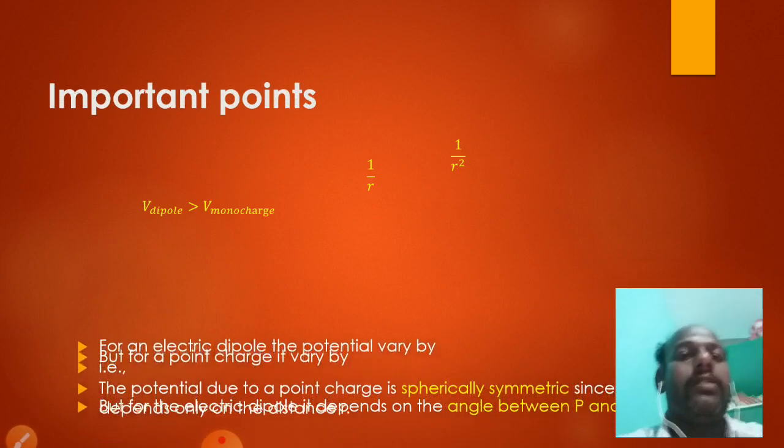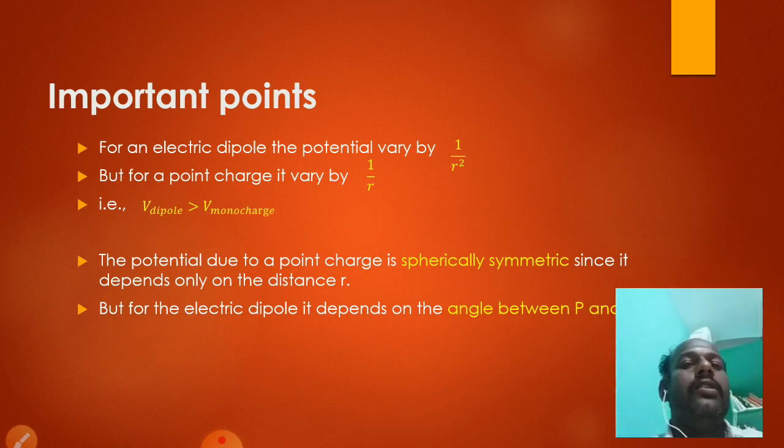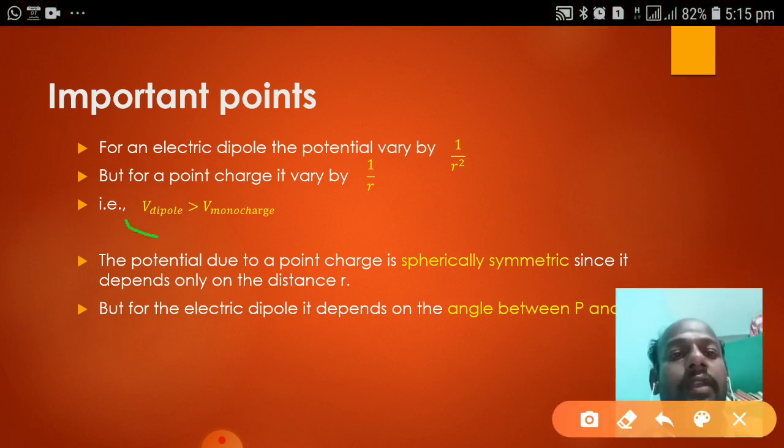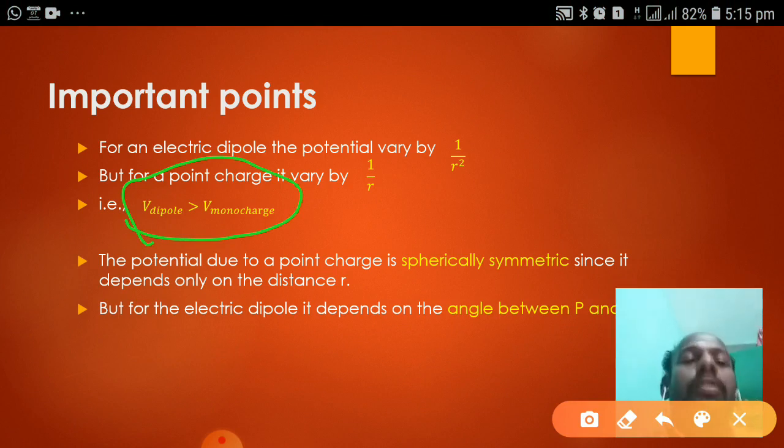So these are all the important points. For an electric dipole, the potential varies by 1 by r square, but for a point charge, it varies by 1 by r. That is, the potential due to an electric dipole is much smaller than the potential due to a monocharge. Listen carefully, the potential due to the dipole is different from the potential due to a monocharge.